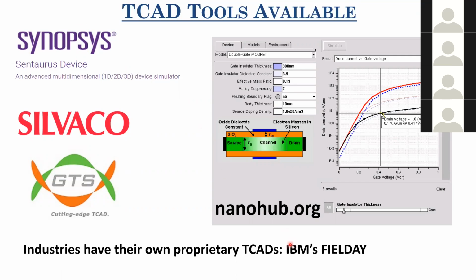For instance, IBM has a proprietary TCAD called FieldBase. Global Foundries also has some proprietary TCAD. So all the industries also use this TCAD, but they are also very cautious while using it. They do not just input anything and then see the results. So how exactly do these TCADs work? I mean, what exactly are TCADs?